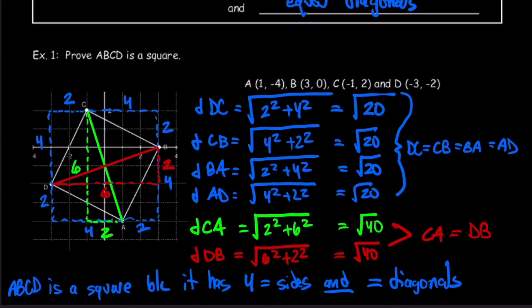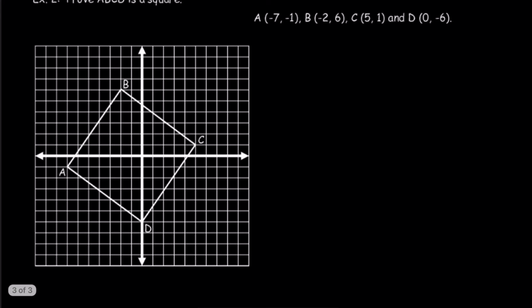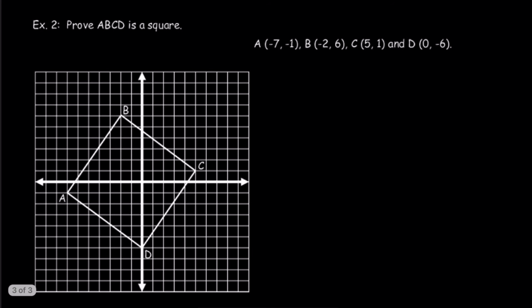Okay, quite a bit of work. All right, this and rectangle I think are the two most challenging. This one may be slightly easier than rectangle. Let's do one more. Example 2, prove ABCD is a square. They give us the coordinates, they give us a picture, your choice which one you want to use. I'm going to use the picture. So we'll start by finding the length of the 4 sides, distance from A to B.